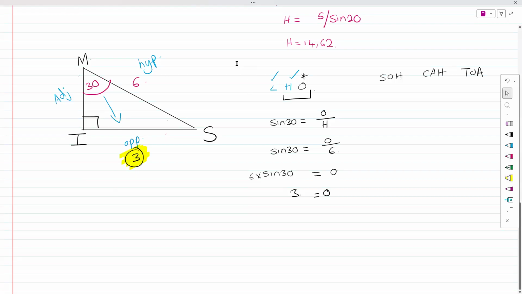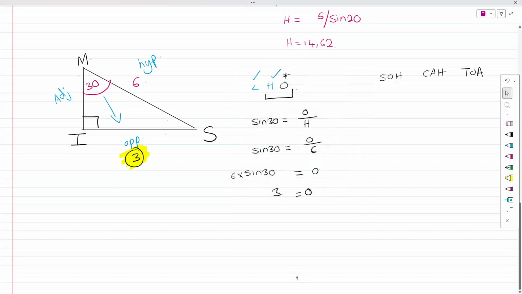What were we given? The angle and the hypotenuse. And what do you want to calculate? Well, you've got no choice here. Adjacent. And what uses adjacent? MI. Okay, MI is adjacent. What ratio uses A and H? Tan. Opposite over adjacent.